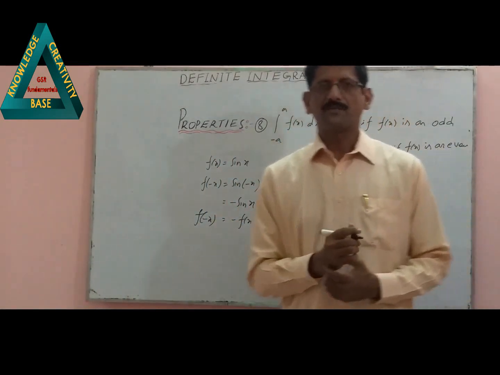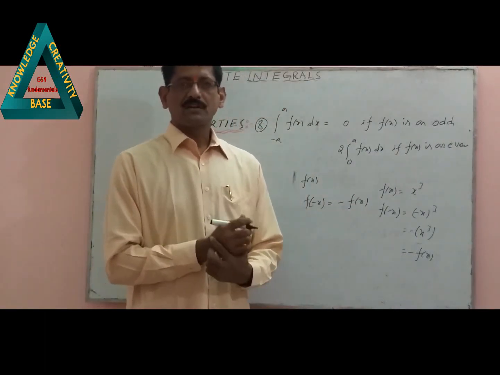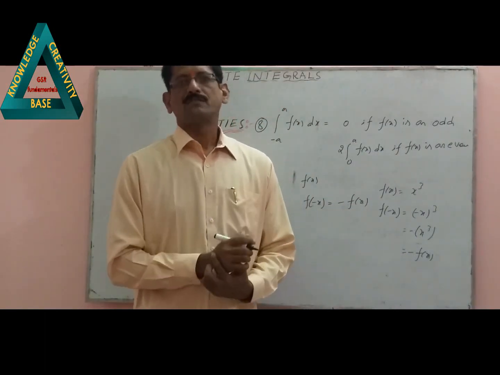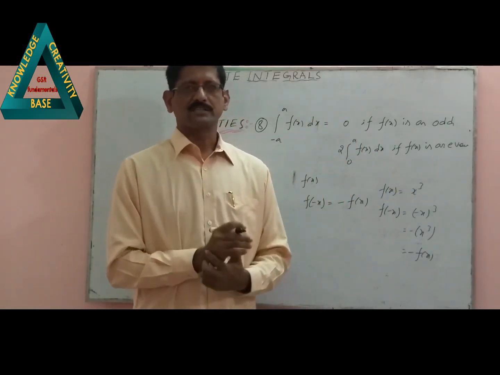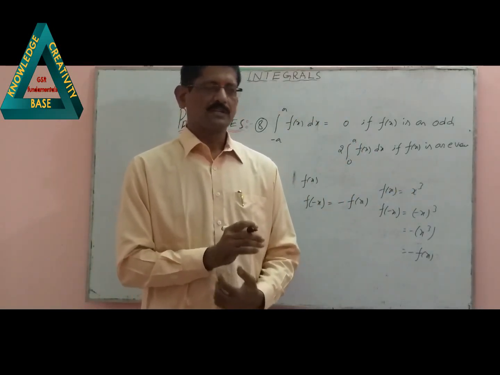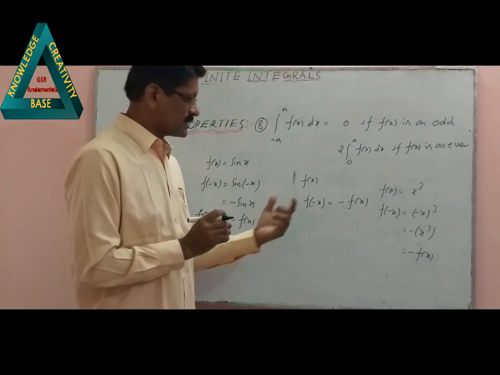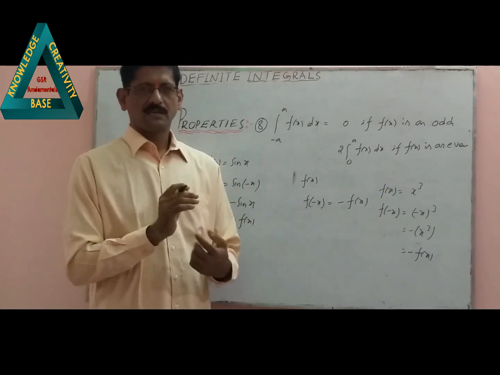So sine is an odd function. Next, tan is an odd function. Cosecant is an odd function. x cube, powers that are odd numbers are also odd functions. x power 5, x power 7, these are called odd functions. So this is the odd function definition.